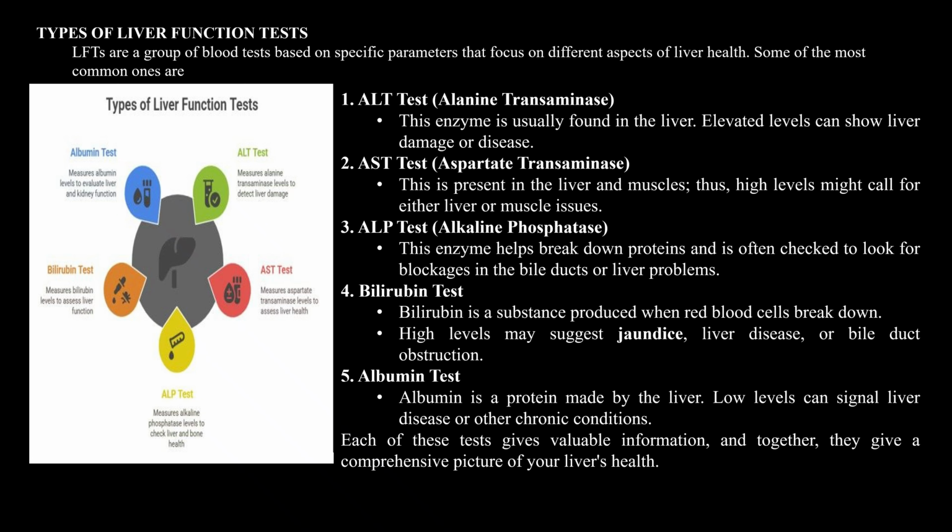ALP test, alkaline phosphatase. It helps break down protein and often detects blocked bile ducts or liver problems. Bilirubin test: for jaundice, liver disease, and bile duct observation. The main function of bilirubin is the breakdown of blood, WBC. Albumin test, a protein made by the liver. A low level is a signal of liver disease or chronic condition.